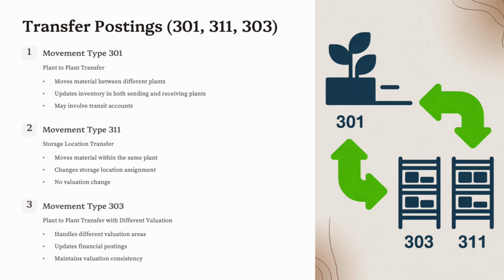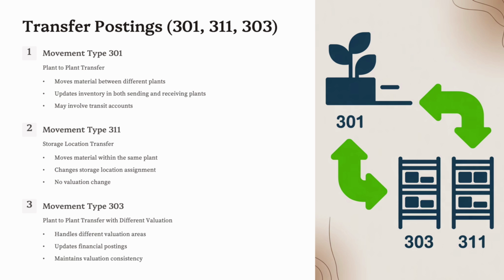4.5 Transfer posting reversal. Use reversal movement types 321, 322, 351, etc. Always check reversal rules to avoid misposting. 4.6 Best practices for transfer postings. Standardize movement type usage with clear documentation. Train users on key fields: plant, storage location, special stock indicators. Monitor open stock transfers via report MB5T to clear pending transfers.